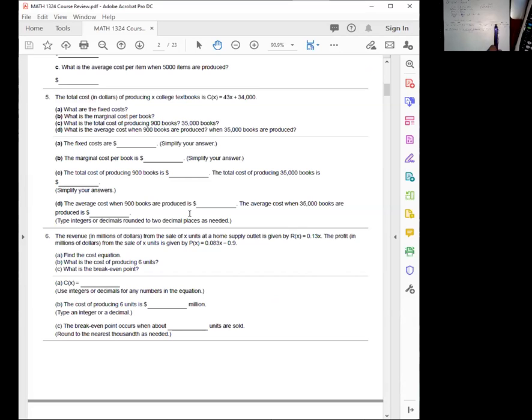Okay. Let's do number 5. It says the total cost in producing x college textbooks is C of x equal to 43x plus 34,000. What are the fixed costs? What is the marginal cost per book? And what is the total cost of producing 900 books? So basically, they want to see if you understand what all this means, right?